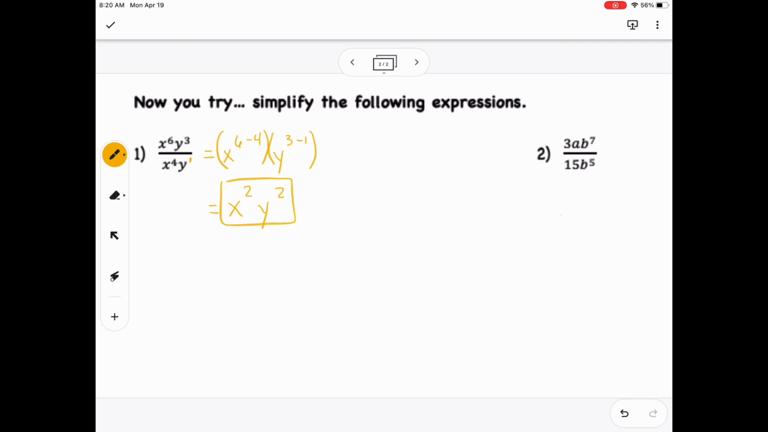Okay. Number 2, I have a 3 and a 15 that go together. So I divide those because they're regular numbers. A doesn't have anything in the denominator, so I'll just leave it as a to the 1st. And the b's go together, so I do 7 minus 5. Okay. Now 3 divided by 15 is really 0.2, or you could write 1/5 and just have times a, and then it would be b to the 2nd.